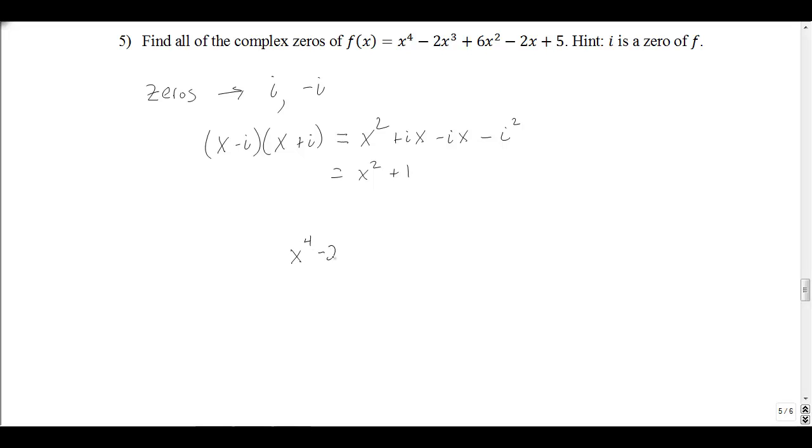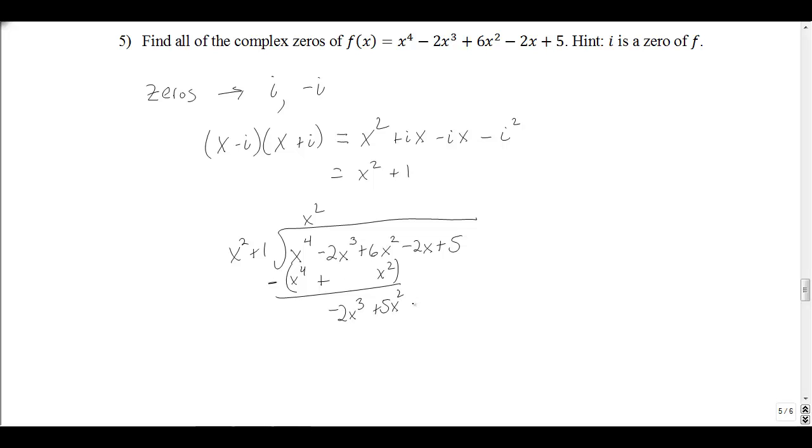x to the 4th minus 2x cubed plus 6x squared minus 2x plus 5. And then we divide by x squared plus 1. x squared times x squared gives me x to the 4th. x squared times 1 gives me x squared. I was going to write that under the x cubed, but that's the wrong column. Should go under the x squared. Subtract, I get a 0. Negative 2x cubed minus 0 is negative 2x cubed. 6x squared minus x squared is plus 5x squared.